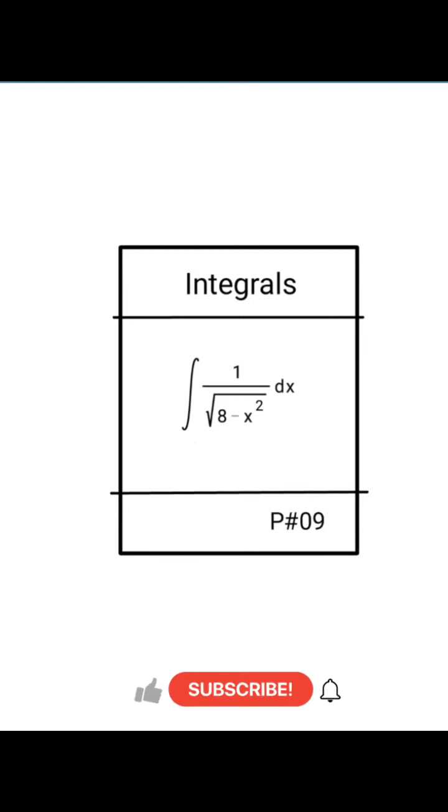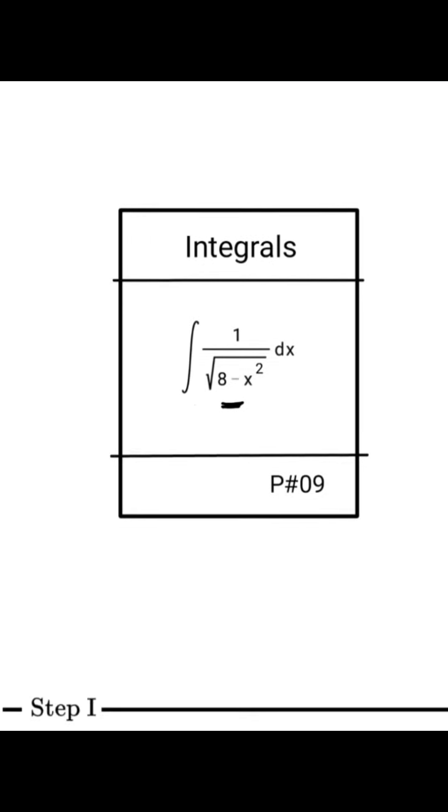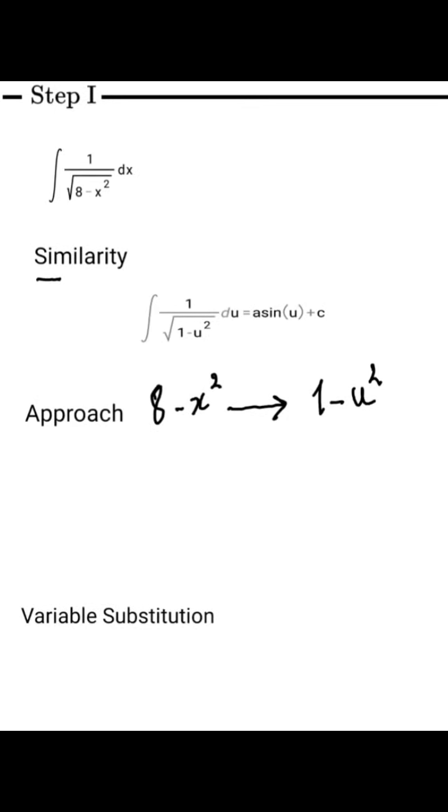This is problem 9, integral of dx over root square 8 minus x squared. In this first step, we need to find which formula from the integrals formulas can solve our integral. And in fact, we have this formula: integral of du over root square 1 minus u square equals arc sine of u, which is very similar to our integral.